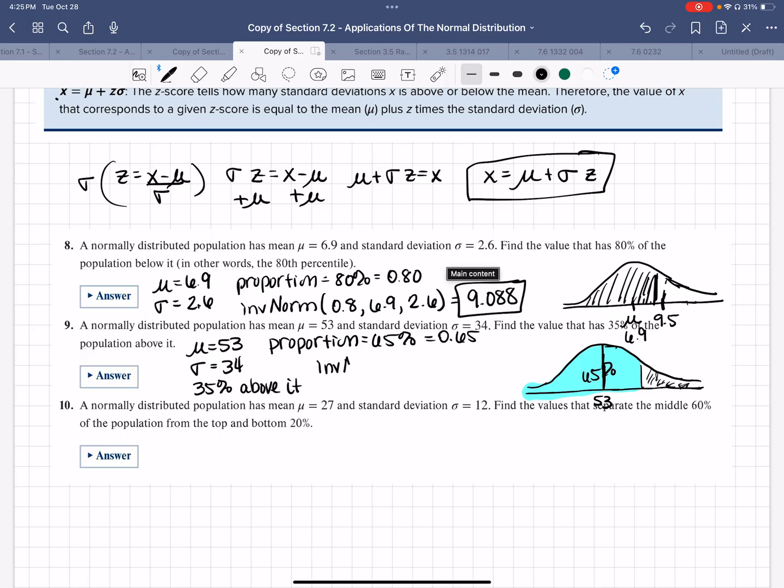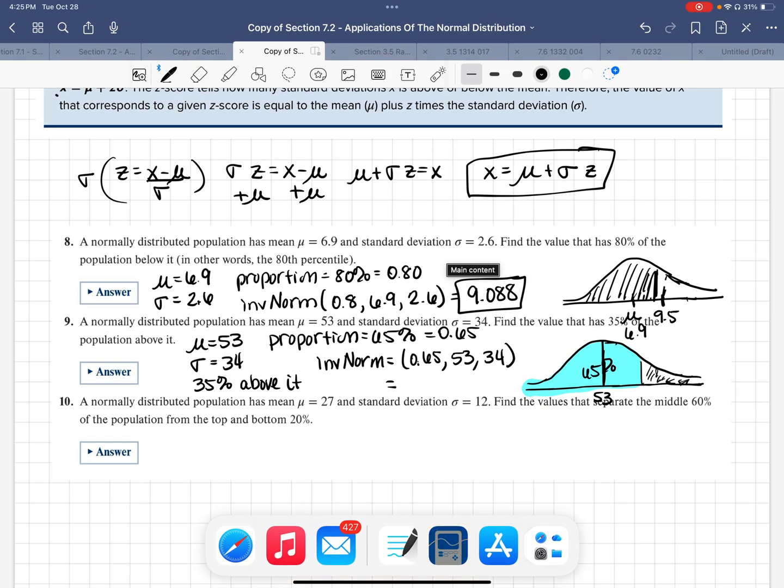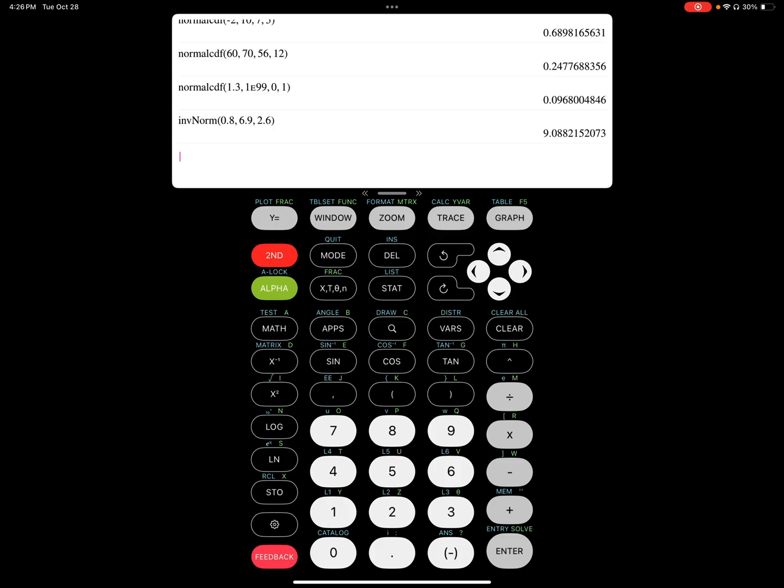I'm going to say inverse norm is going to equal, I've got 0.65. My mean was 53, and my standard deviation was 34. So that's going to give me, I'm going to go over here to my calculator. We're going to do second bars again. Number 3, inverse norm. That area we said is actually 0.65 because our calculator is due to the left.